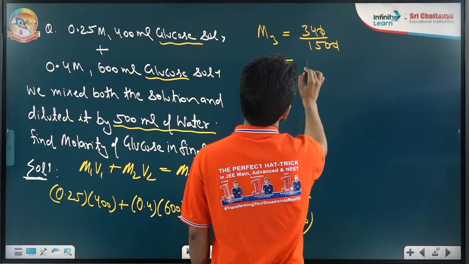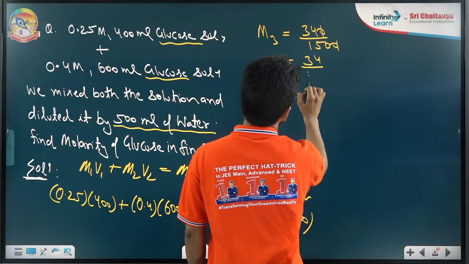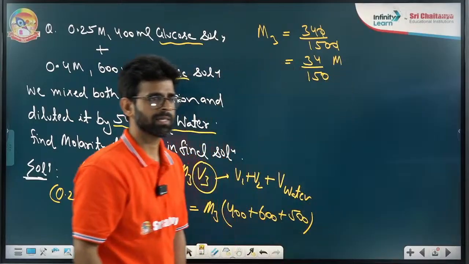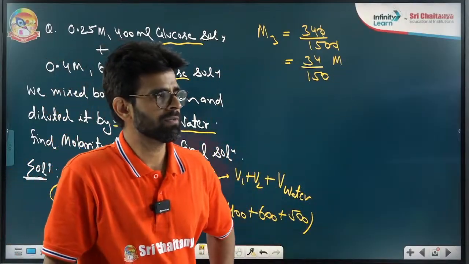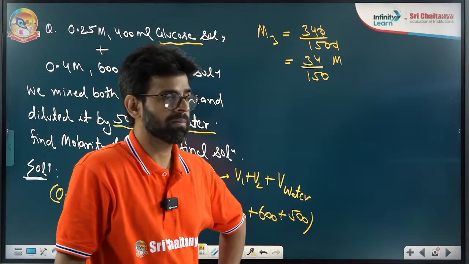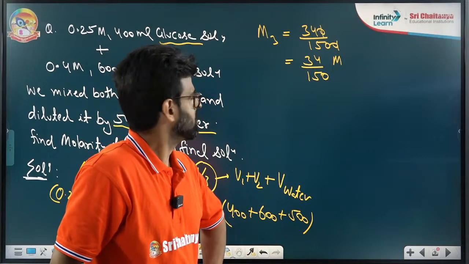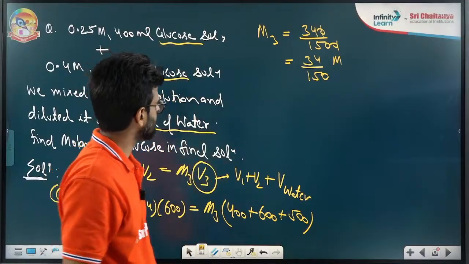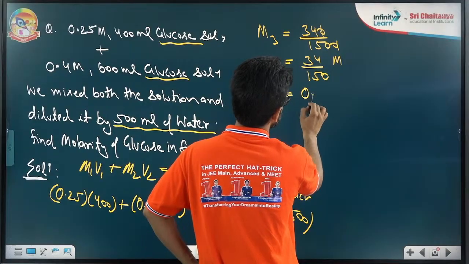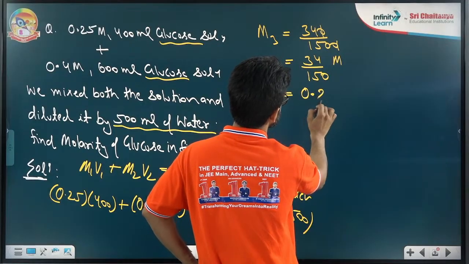Definitely we can cut it down. So 34 divided by 150 molar, you can find from here easily. 340 divided by 1500, fine. Do the calculation a little bit, whatever comes. I think you are saying 0.26. Let me check. Yes, definitely 0.22 will come.